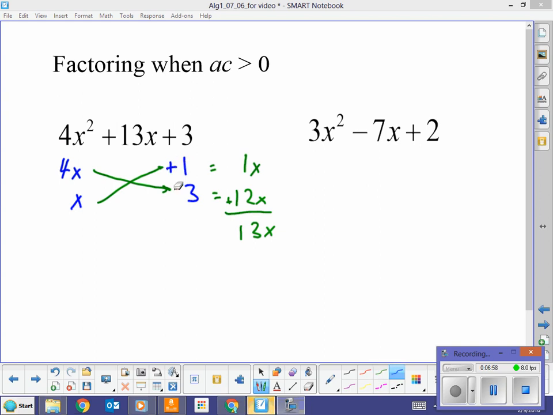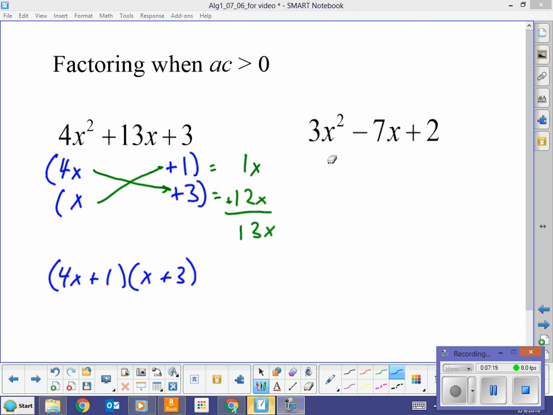Well, since everything's positive, these are my factors this way. Don't follow the arrows when you write your final factorization. Work across. So my factored form is 4x plus 1 times x plus 3. Okay? That's my factored form there.